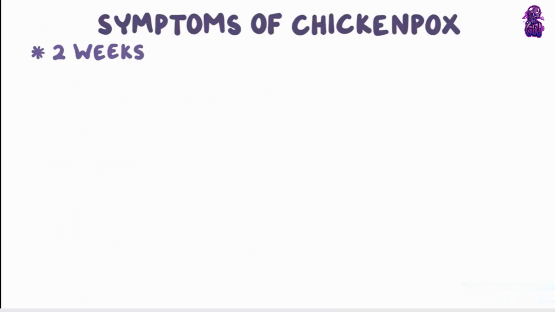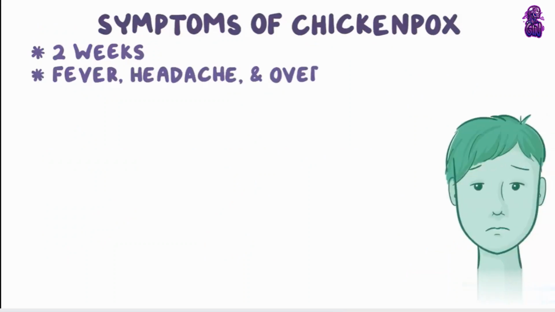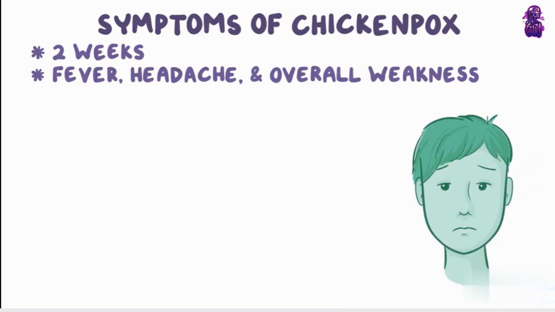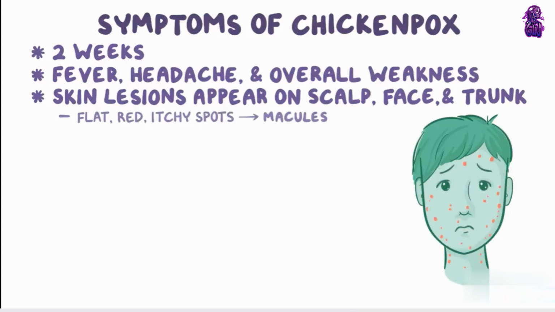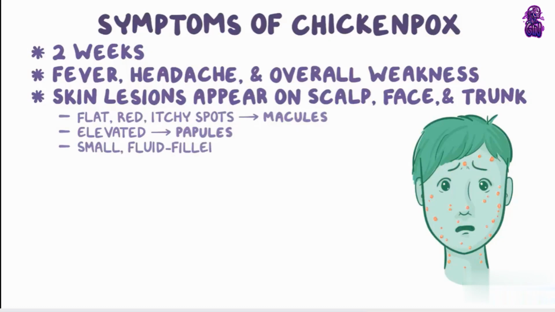Symptoms of chickenpox begin about 2 weeks after it enters the body. The infection usually causes a fever, headache, and overall weakness. After a couple of days, skin lesions start to appear on the scalp, face, and trunk. At first, there are flat, red, itchy spots called macules. Over time, they become elevated and develop into papules, and then into small, fluid-filled vesicles.